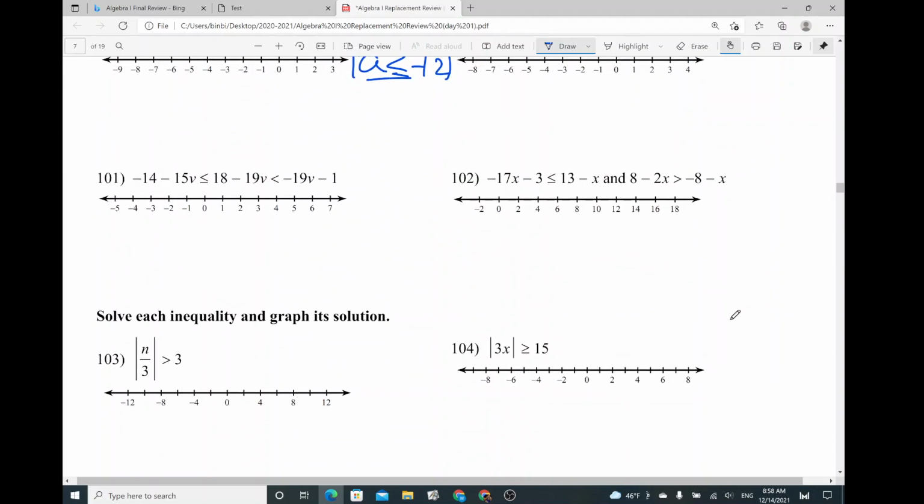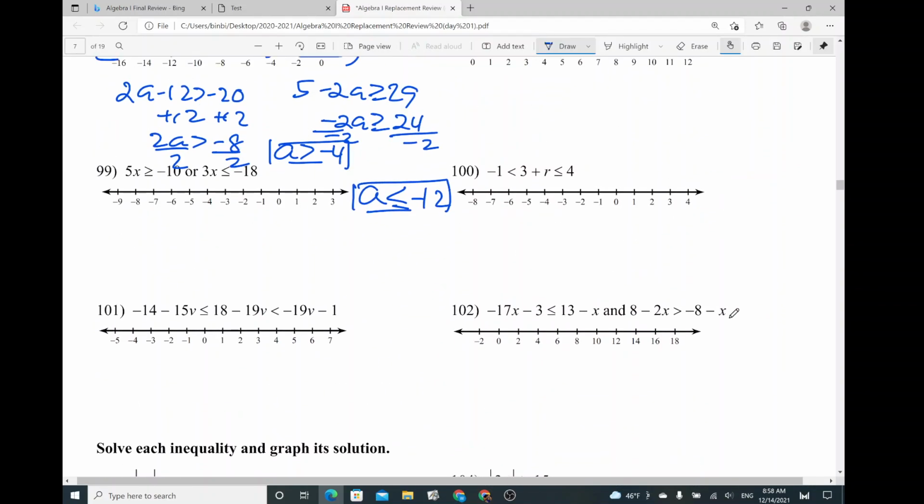Okay, so the rest of this, they're quite similar, but let's do the one with the and. What about like number 100 right here? So in order to isolate that r, you want to subtract 3 on 3 sides: the left, the middle, and the right. So negative 1 minus 3, negative 4, is less than r, and r is less than or equal to 1. So this one is being bounded in between negative 4 and 1. And then you want to connect those two solid points.